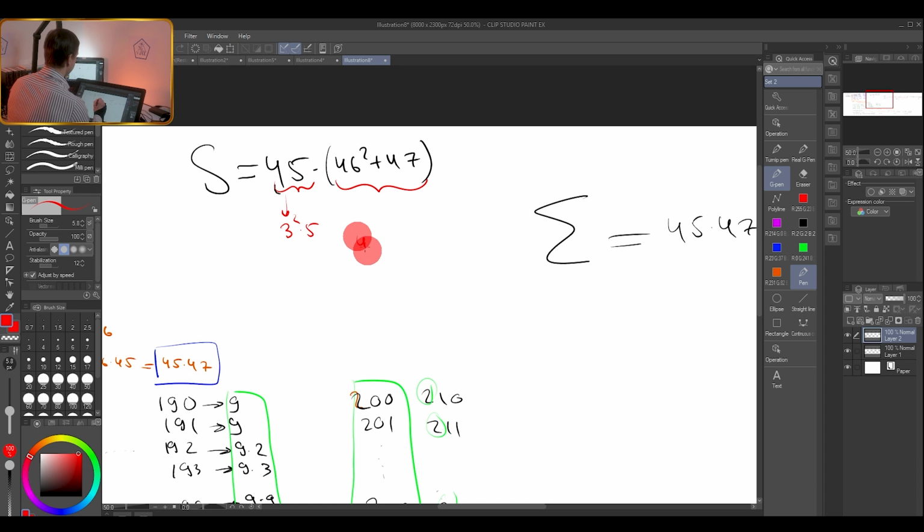Let's calculate this one. 46 squared. So it will be 46 times 46, 6, 3, 27, 4, 2 and 18. So this product is 2116. Okay, 2116 plus 47. It should be 3, 1. It will be 2163. So it will be 45 times 2163.